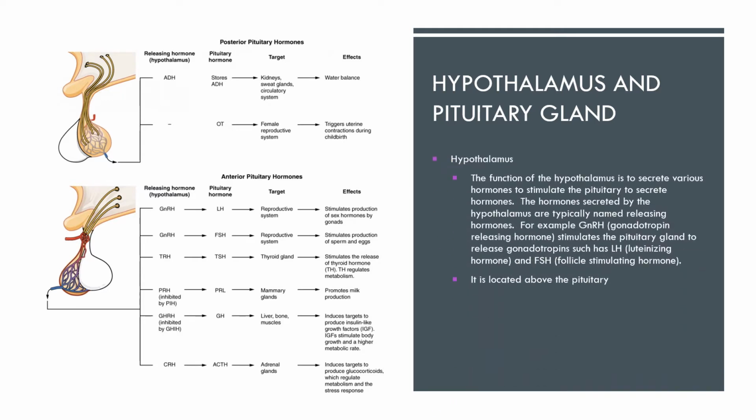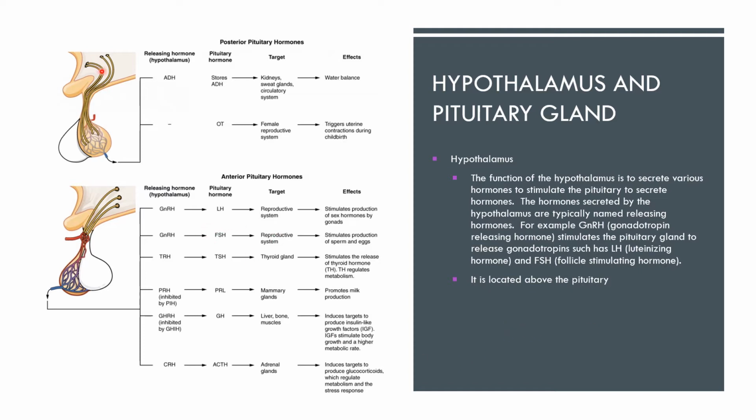The hypothalamus functions to release various hormones to stimulate the pituitary to secrete more hormones. The hormones that are secreted by the hypothalamus are named releasing hormones. Let's take, for example, GnRH. GnRH is a releasing hormone, and it stands for gonadotropin releasing hormone, and it stimulates the pituitary gland to release luteinizing hormone and follicular stimulating hormone.